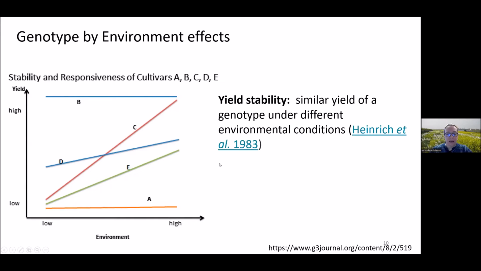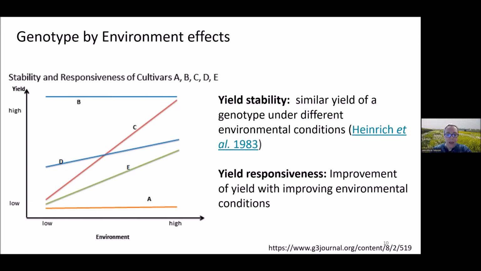So we can see here, we have two different concepts I'd like to introduce. One is yield stability, which means that a particular genotype shows similar yields under different environmental conditions. And then we have yield responsiveness, which means if we improve the environment for the cultivar, for the genotype, that it actually also will give us improved yield. So both of these things are highly desirable from a farmer perspective or from a breeding or agronomy perspective.